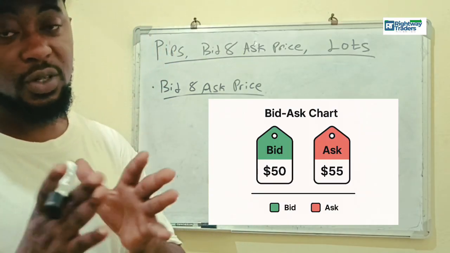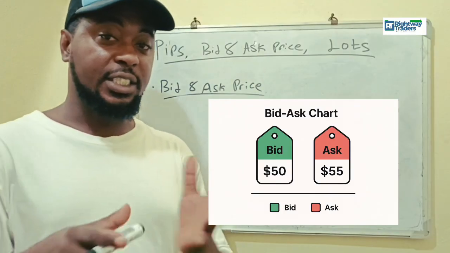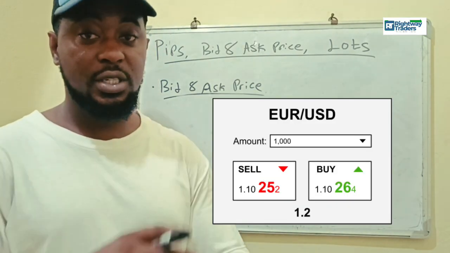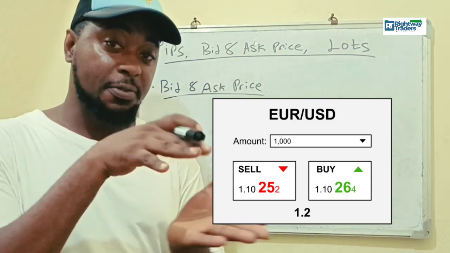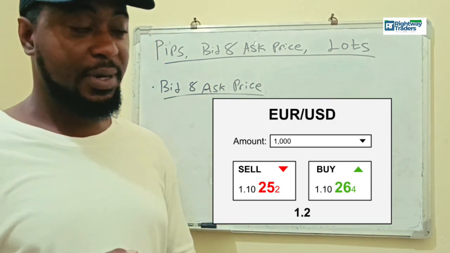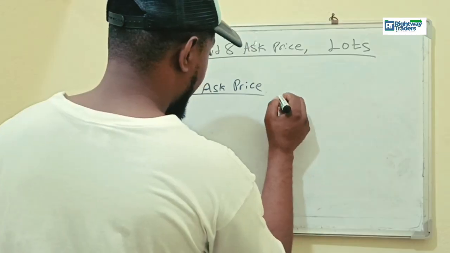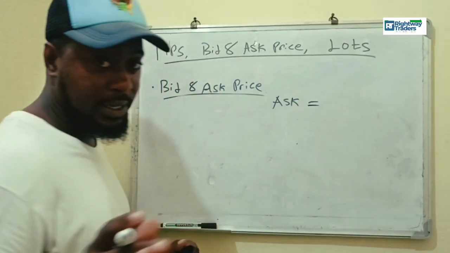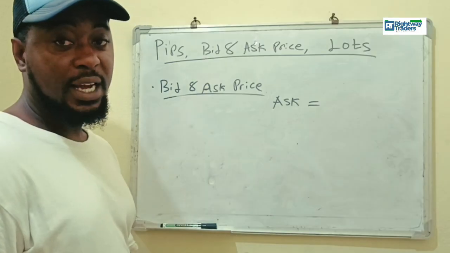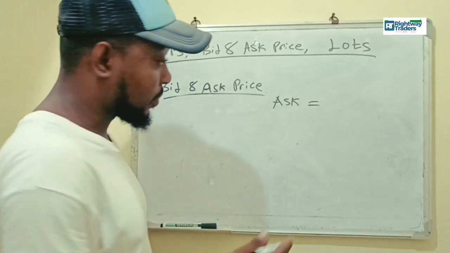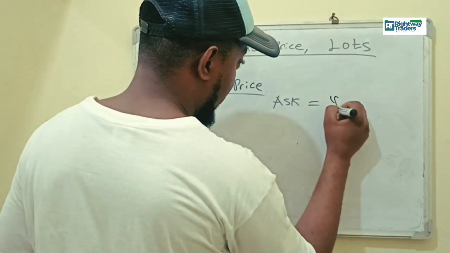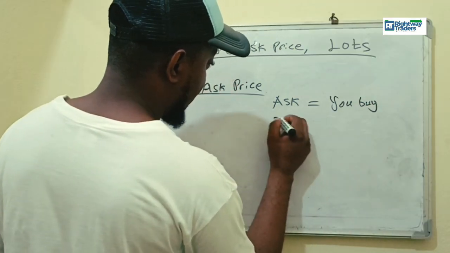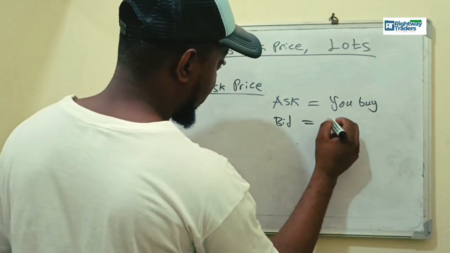They have to be different so that your broker can make money in exchanging rates. That's why immediately you buy or enter a trade, you see a loss immediately. That's because of the difference between the bid price and the ask price. So the ask price is where your broker is willing to sell to you, then you buy. Then the bid price is where you sell.